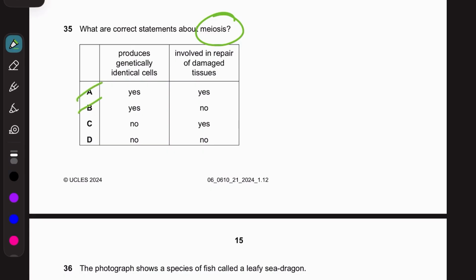Because meiosis produces genetic variation, meaning that the 4 daughter cells are all genetically different to each other. And that's why, if you have a sibling with the same parents, how come you don't look the same? Because your parents gave their genes to you and their genes to your sibling. How come you do not look anything like your sibling? It's because of the genetic variation produced in meiosis.